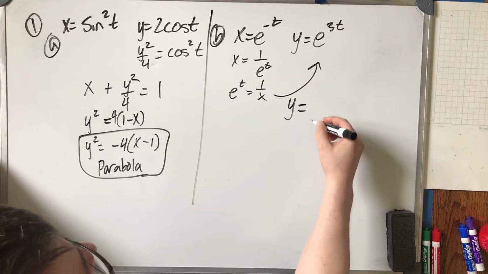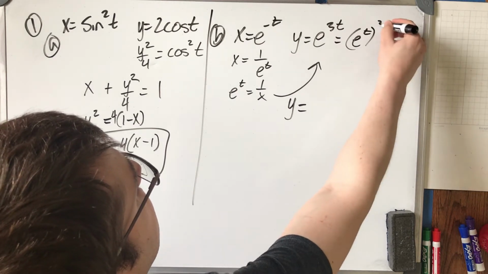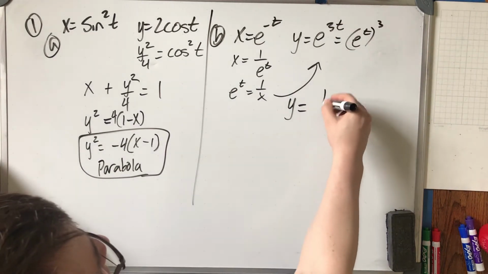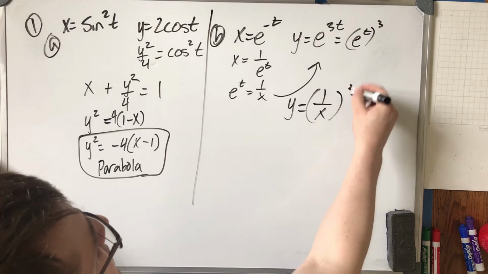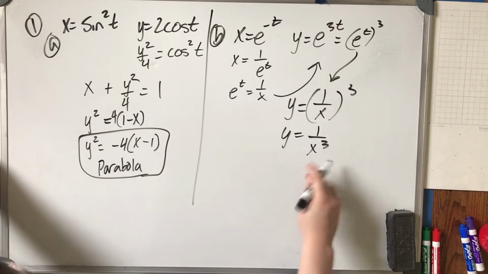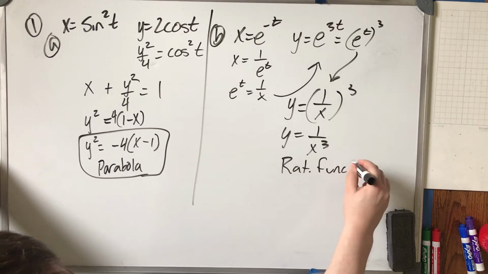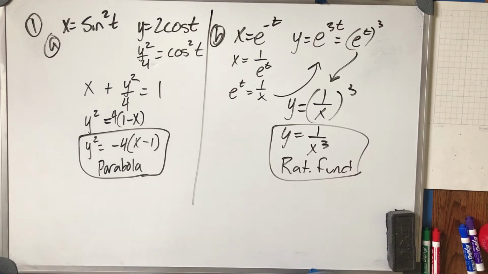So I'll get y equals, let's see, this is really e to the t to the third power. So I'm going to have 1 over x to the third when I do the substitution, which gives me y equals 1 over x to the third. X is in the denominator, so this is a rational function. Boom. Yay. Math. So much fun.